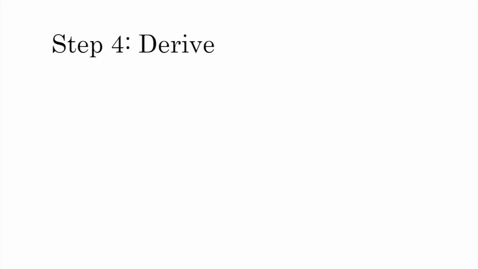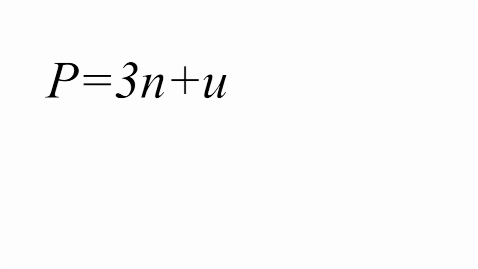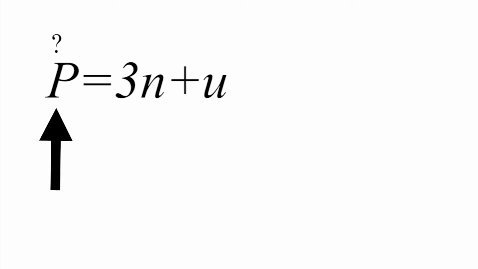Now, as with everything in calculus, we have to derive at some point. Well, we've hit that point. Derive the equation we just created in terms of whatever variable is not the solution to the relation equation. This is important, let me explain. If the relation equation was p equals 3n plus u and we're looking for the maximum area, what will we derive in terms of p?